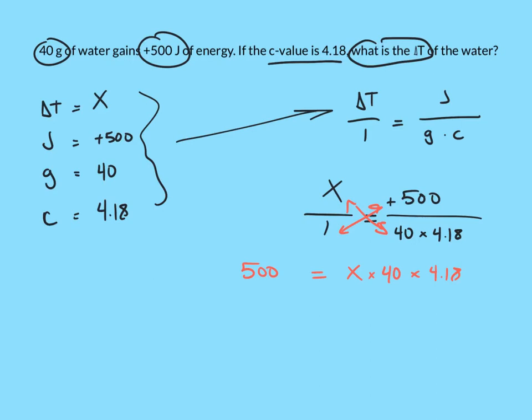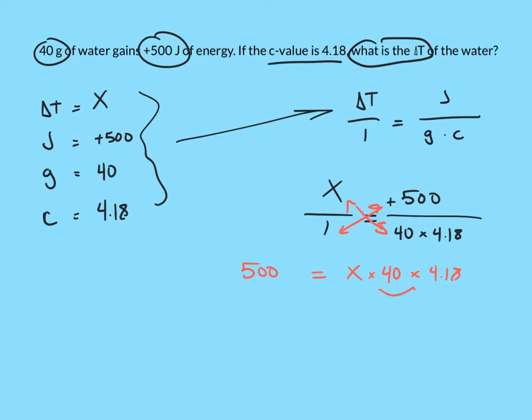Now I have everything all on one line. I got rid of the denominator. I got rid of the bottom of the fraction. By cross multiplying, I got rid of everything and put it all on one line. Now I'm going to find and isolate X.